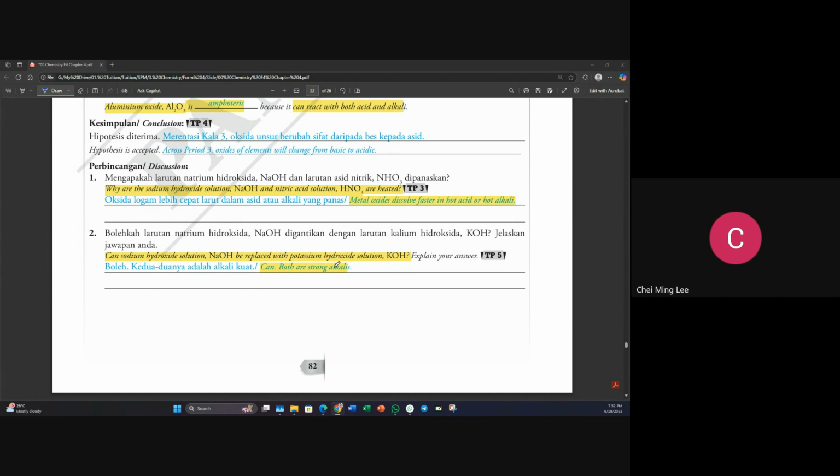Okay, remember, anything that ends with OH is mostly alkali. So which one is strong or weak? See which group they are. The lower the group, the stronger. Like sodium and potassium, they are group one, right? So that's why they are strong alkali. Okay, can I? Okay, jot this down.